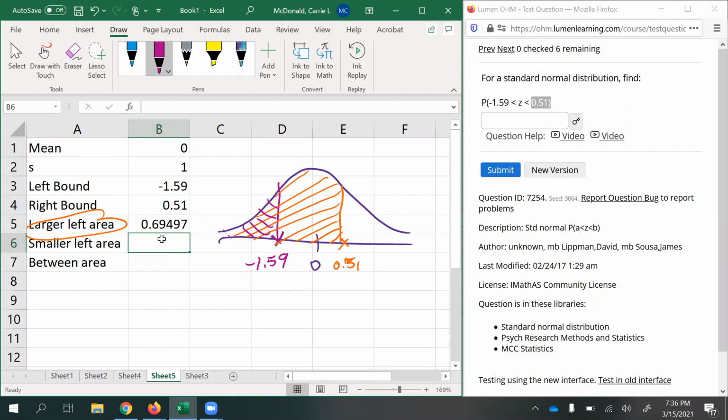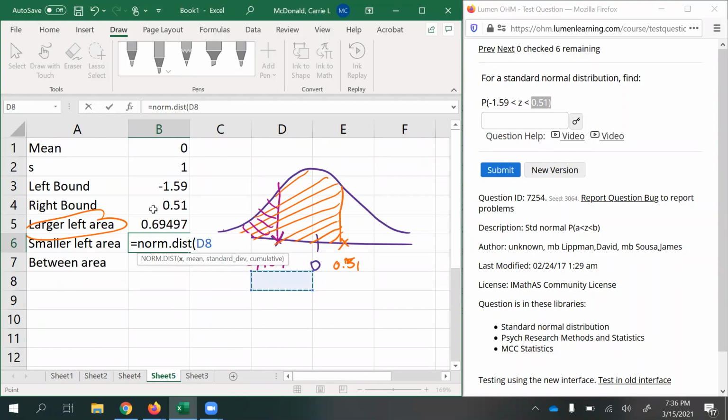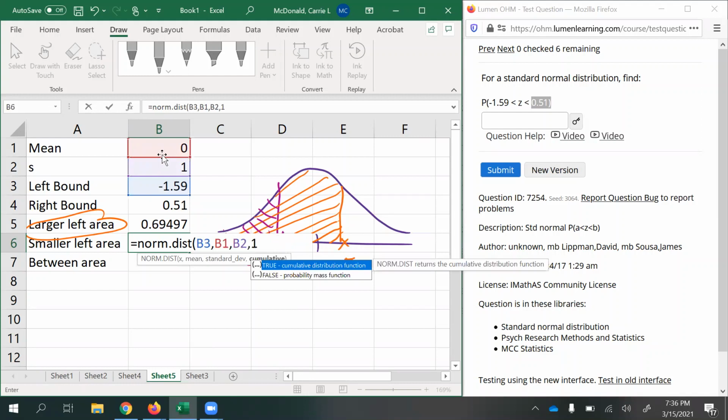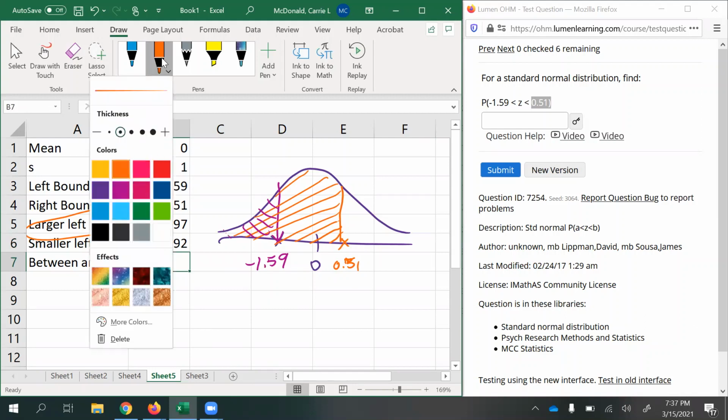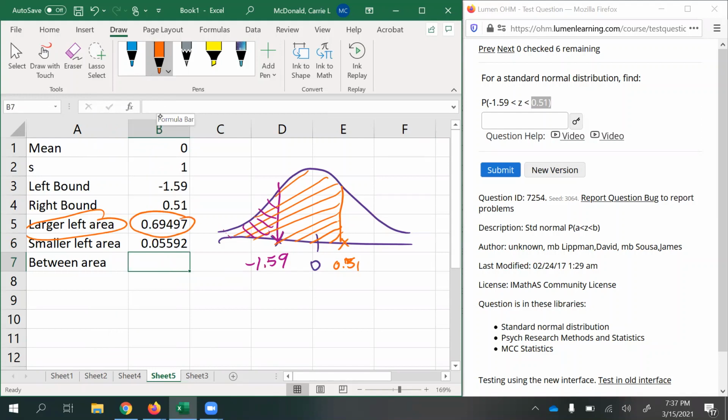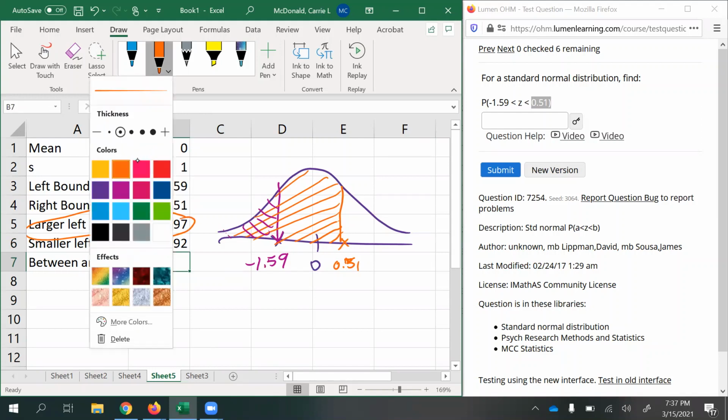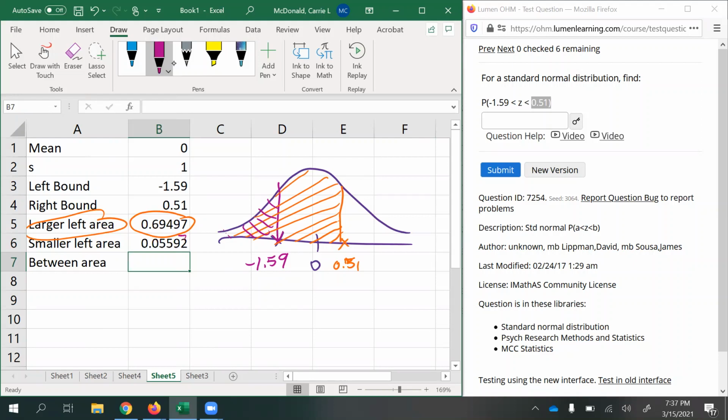All right, so now I do the exact same thing again, NORM.DIST, and I'm going to put in my left boundary, then the mean of 0, the standard deviation of 1, and true for cumulative. And now that gives me that. So the orange region has an area of 0.69497.